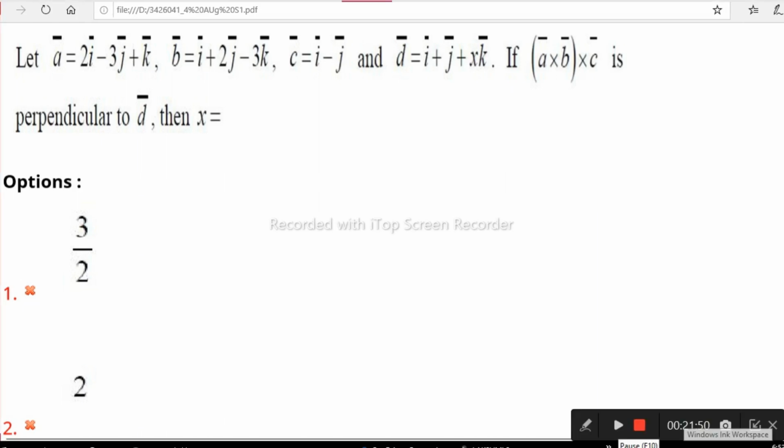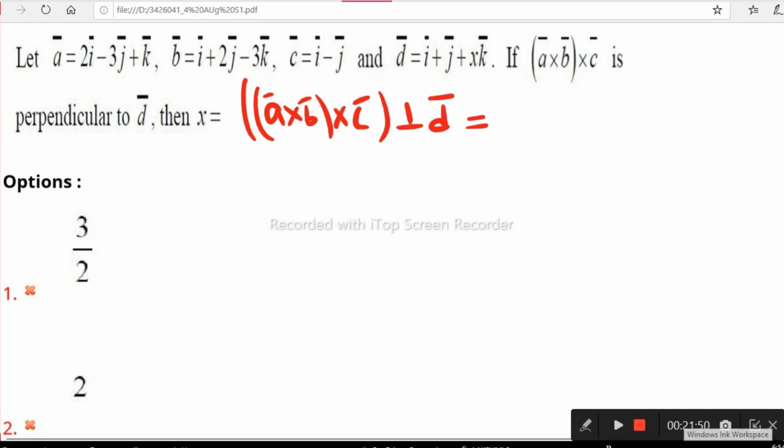Right, so what is perpendicular? A cross B cross C is perpendicular to D, which is given. You know, two vectors are perpendicular means the dot product is 0. Means what? A cross B cross C dot D is equal to 0, we can take. You know what the formula for A cross B cross C is? This is called the vector triple product.